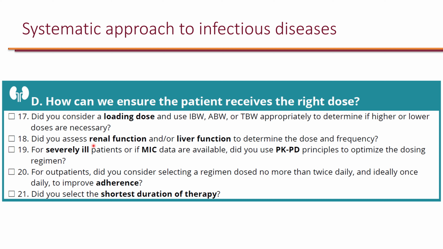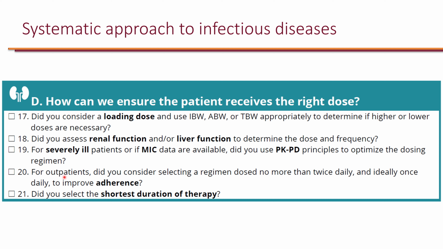And sometimes you need dose adjustments. So depending on renal function and liver function, you may need to adjust the dose based on that. And in severely ill patients, or any time that you have MIC data available, you want to optimize PK/PD. And I'll talk about what that means in a minute.